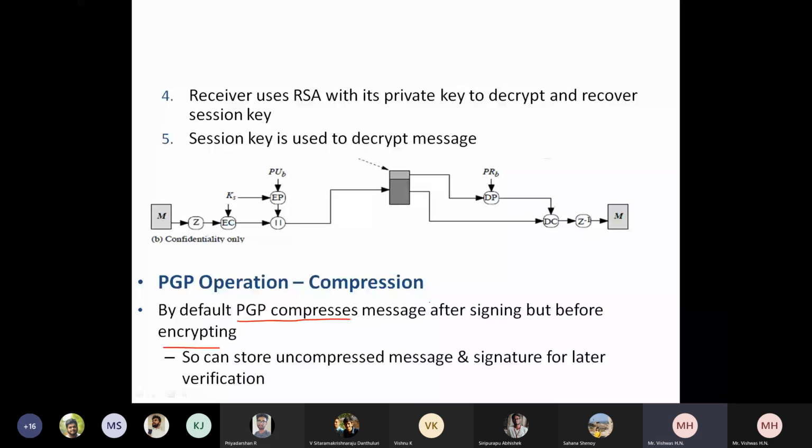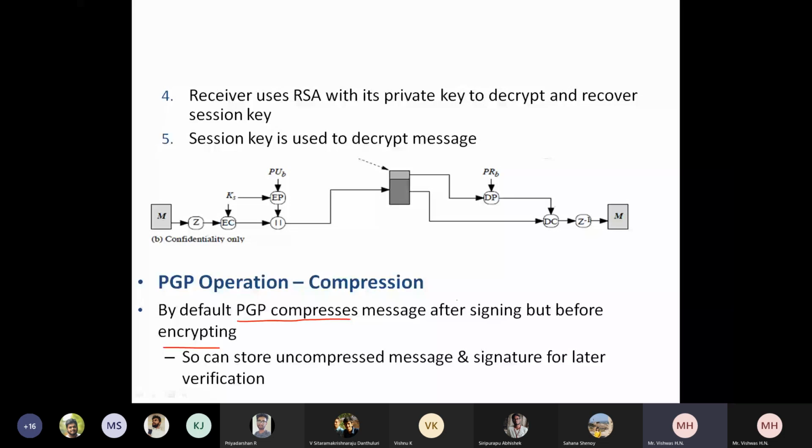The reason for doing compression after signing is this point: you can take a note like this. Signature is generated before compression because, first point, it facilitates the storage of only the plain text version plus signature for later verification.